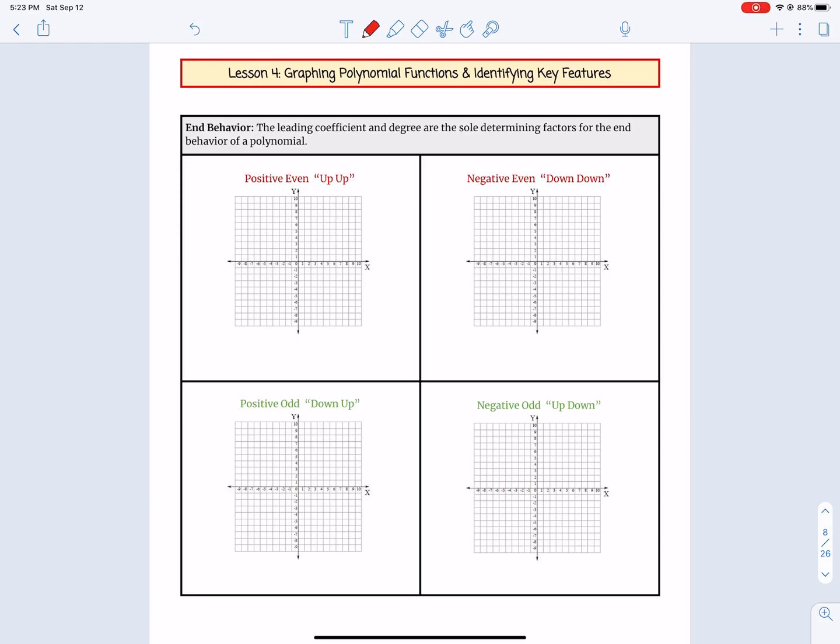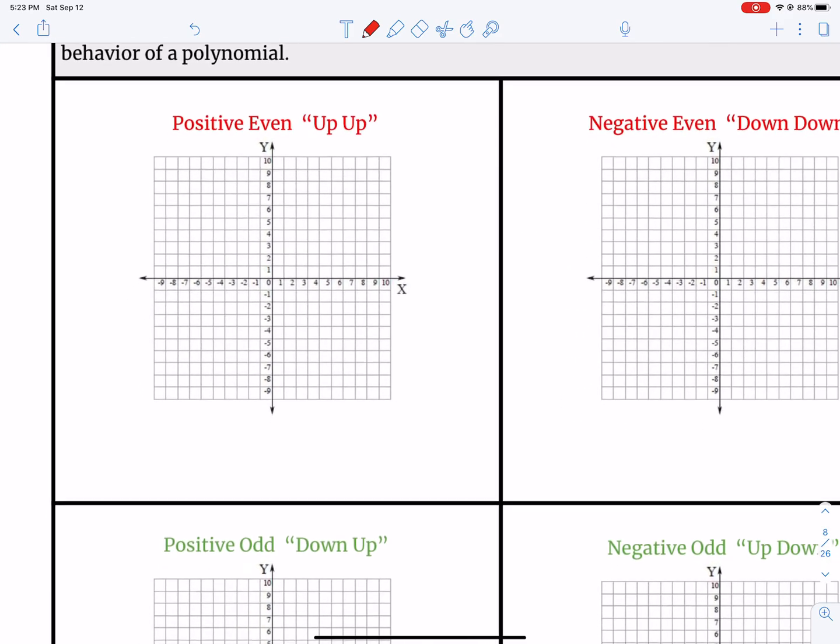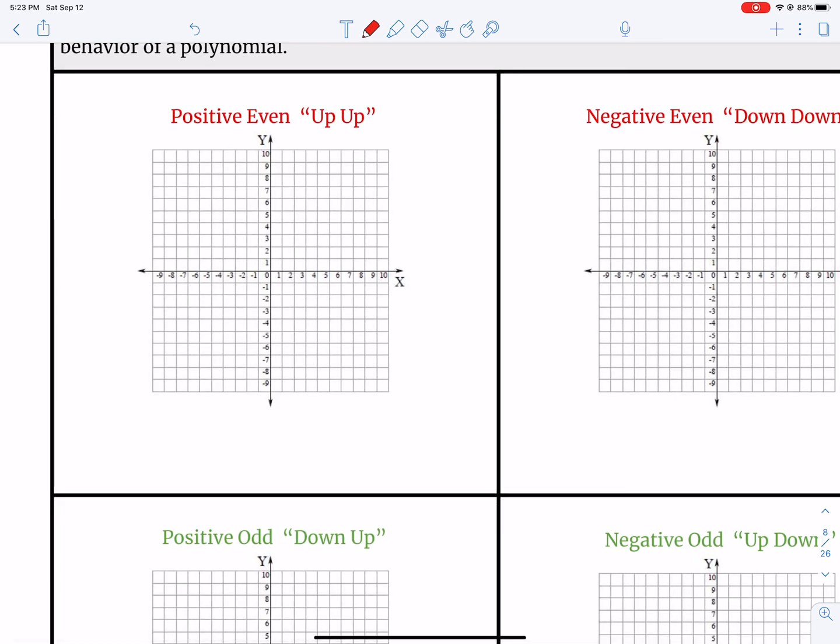In this video, we're going to focus on end behavior of a polynomial. So there are 4 possible behaviors that a polynomial can have. Sometimes you could call it a positive, even polynomial. So let's draw just a basic example of positive and even.